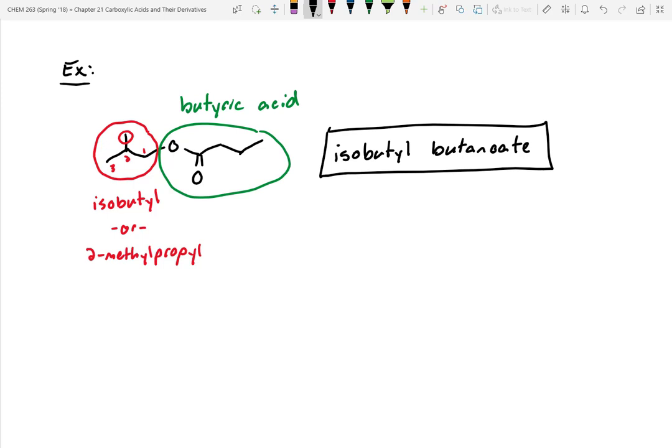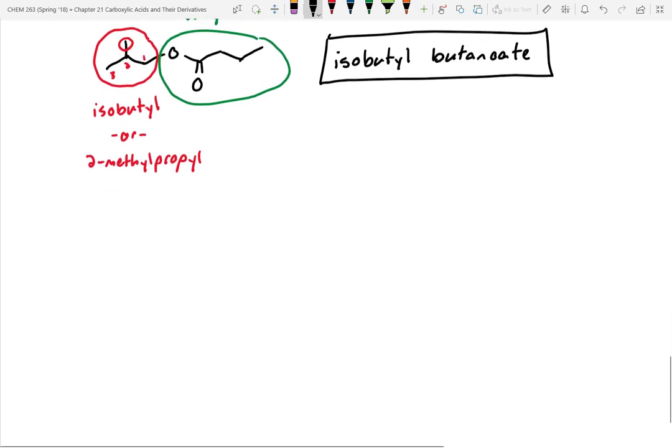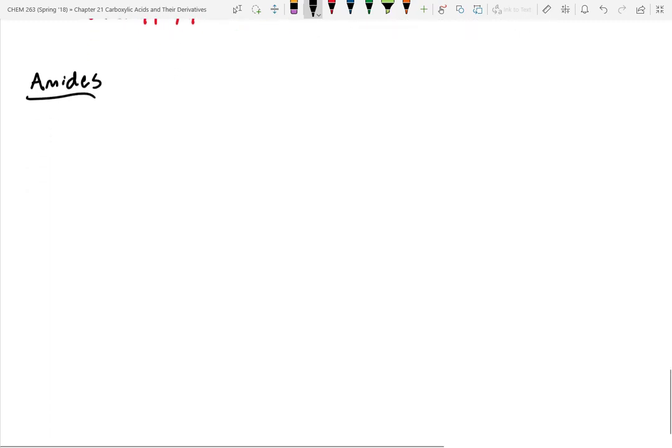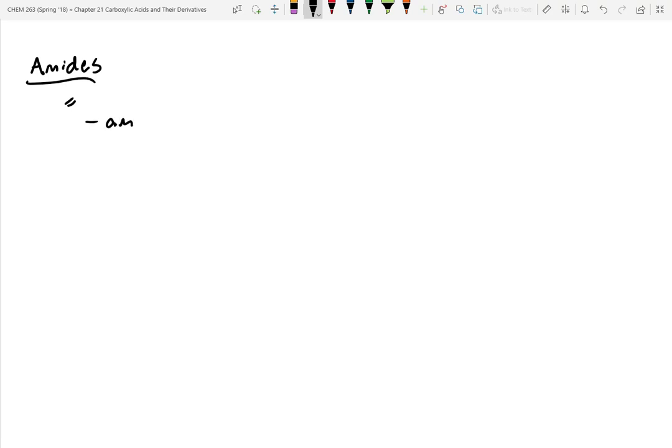Yep. All right. Now let's jump into naming amides. Amides are really not challenging to name. All you have to do is change it to an amide suffix. So let's take an example. We'll compare the parent carboxylic acid to the corresponding amide derivative. So we've got acetic acid over here.